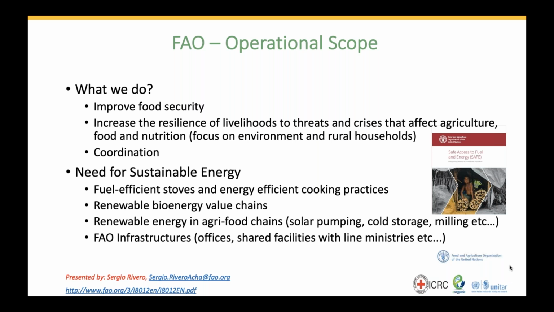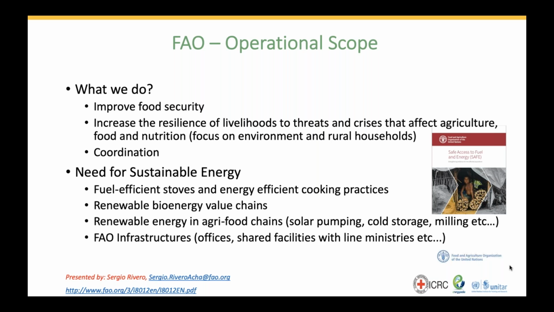The Food and Agriculture Organization leads international efforts to defeat hunger. Our goal is to achieve food security and make sure that all people have regular access to food and lead active, healthy lives. As part of this, we have a strategic objective of increasing resilience and livelihoods to threats and crises that affect agriculture, food, and nutrition. So we support communities prior, during, and after crisis. Energy in humanitarian settings is included as part of this objective of FAO, since energy is not seen as an end, but as a means to improve food security. That is our main goal as FAO.